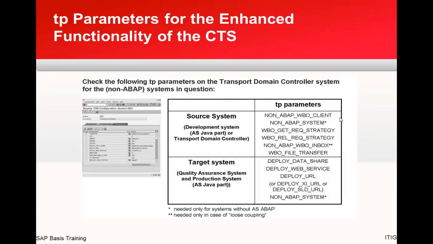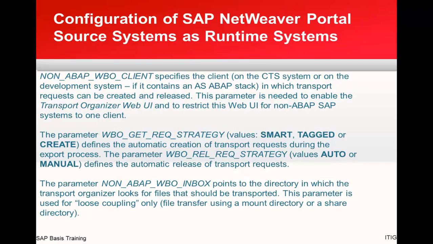So we just saw this. Basically this is in the source system JPD. Now the parameter get request strategy, values are smart, tag, or create. This defines the automated creation of the transport request during the export process. The parameter release request strategy, that is auto or manual, defines the automatic release of the transport request. Basically there are two ways it can happen. One is you manually attach the objects. Another is it is taken care of automatically. So it is governed by these two parameters.